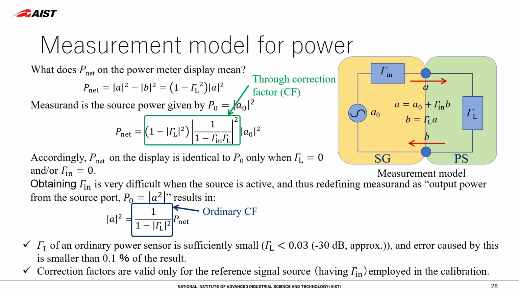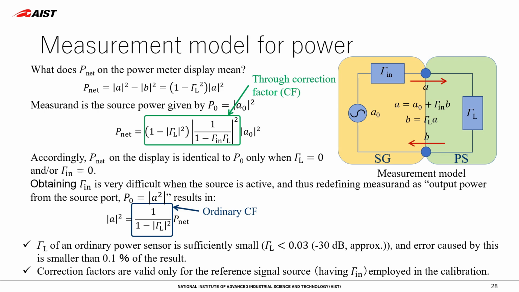The signal source power that we really want to measure is the square of A0. However, the signal source and the power sensor have their own input impedance, and this results in the mismatch error. Only when gamma L and/or gamma in are 0, the displayed power is what we really want. In practice, obtaining gamma in is difficult, and much effort is made to get gamma L as small as possible.